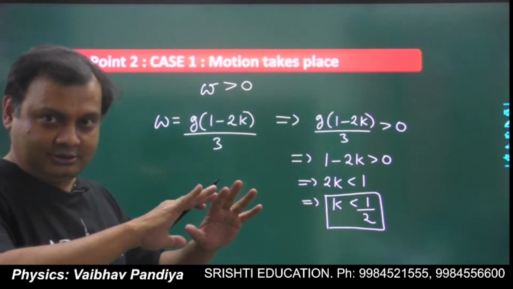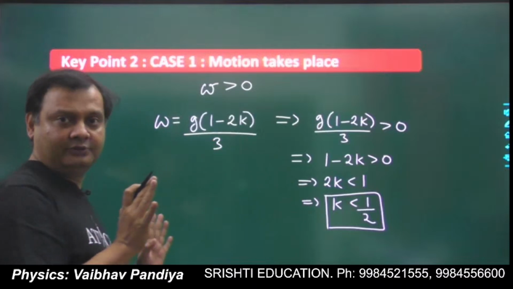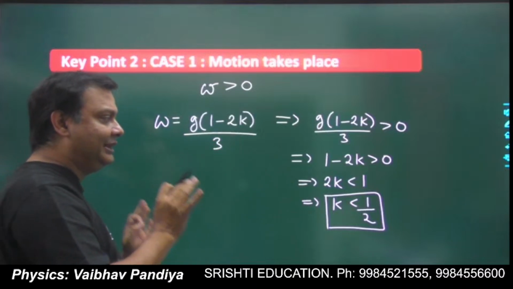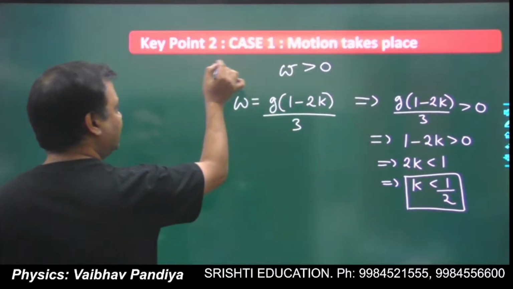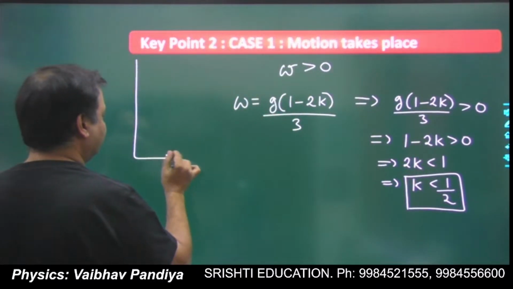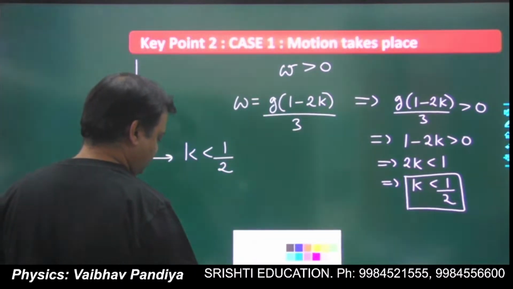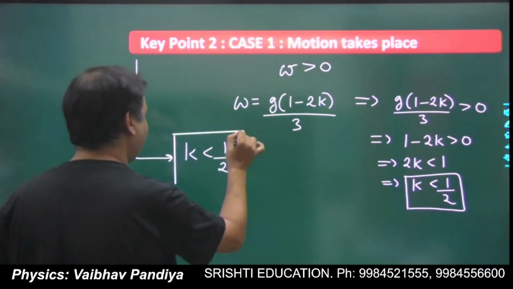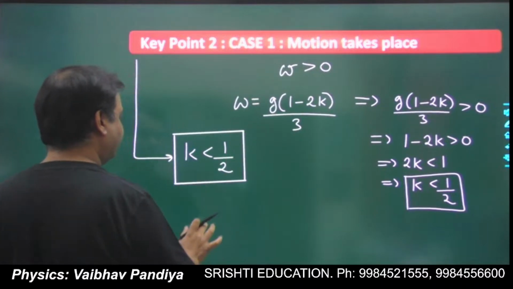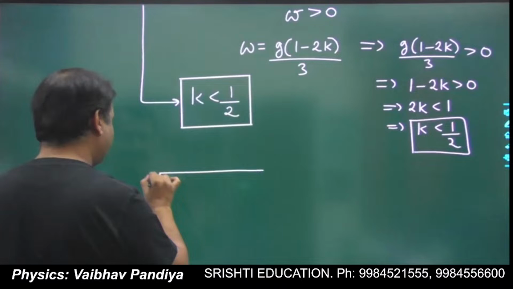Here we got a concluding point. If k, the coefficient of friction, is less than half, then only the blocks will have an acceleration. So we will see this case when the motion will take place. So it is the condition when k is less than half. And of course, we know k can't be negative. So the range of k will be between 0 and half. So motion will happen. And in this case, what will happen?